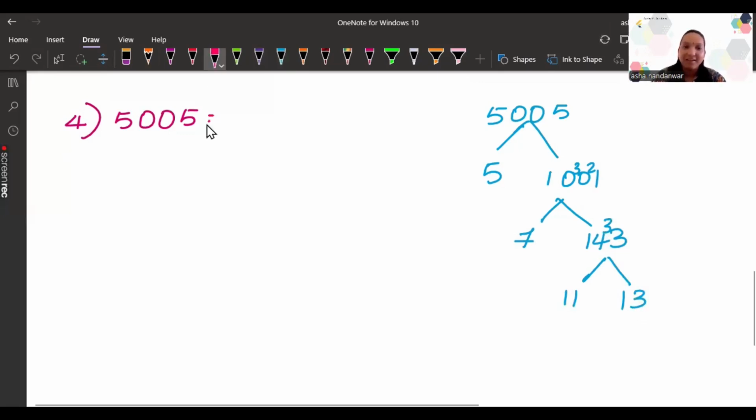So the answer here is 5 into 7 into 11 into 13. For this, your table should be very much thorough. Then only you will be able to find out which is the prime number that we are talking about, or we have to take in the question.